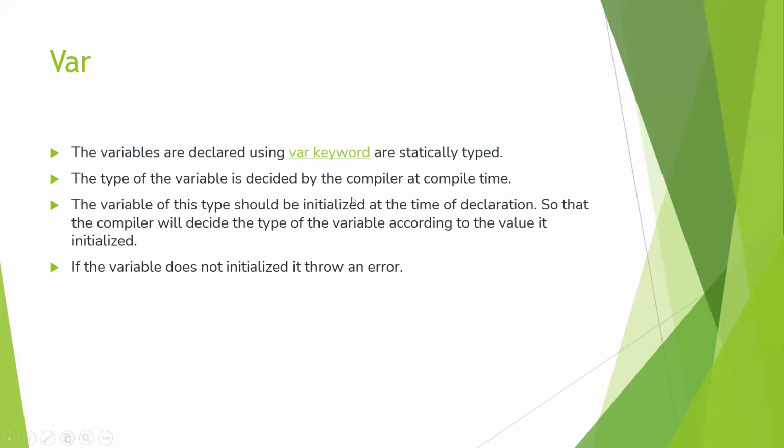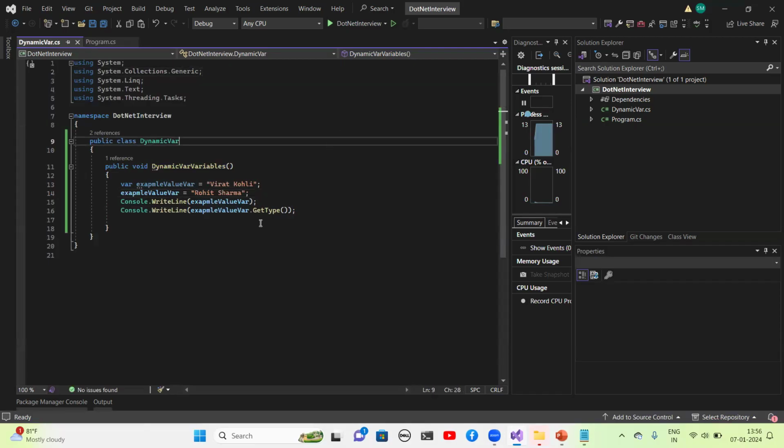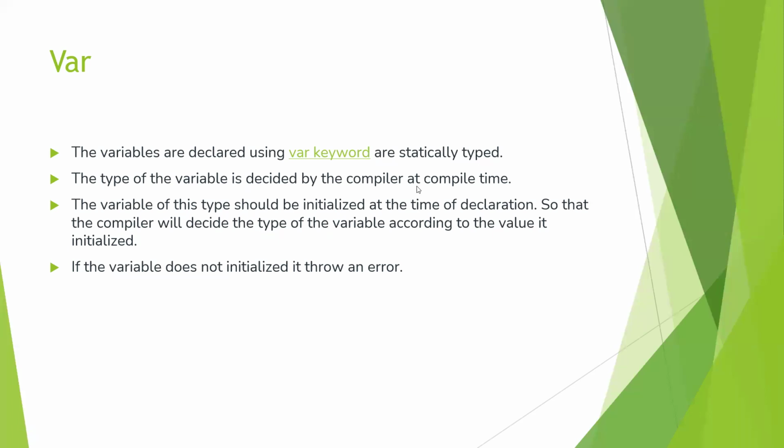So that's what the first statement says: the type of the variable is decided by the compiler at compile time. You have to understand what is compile time and what is runtime. Compile time means the moment I write some code here, the compiler will try to compile it and check for any bugs, meaning if the code written is wrong. Runtime, when you run the application, is going to be different. So the compiler helps you identify errors when you write the code itself, and this declared value is decided at compile time itself.